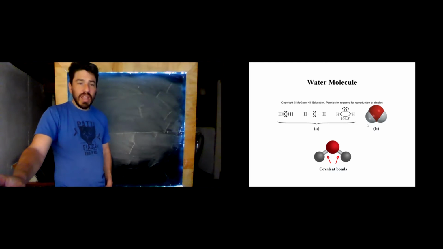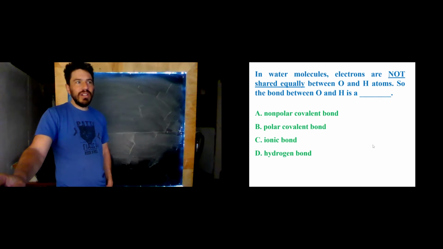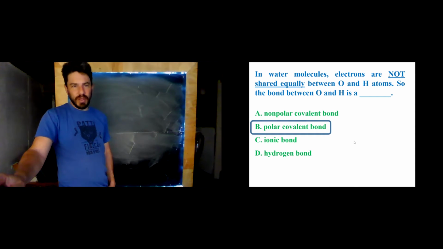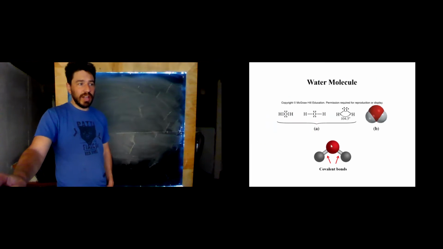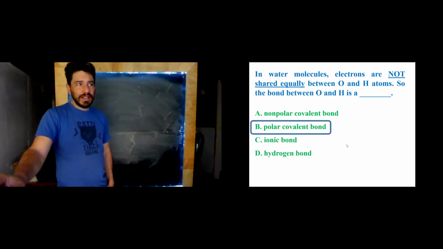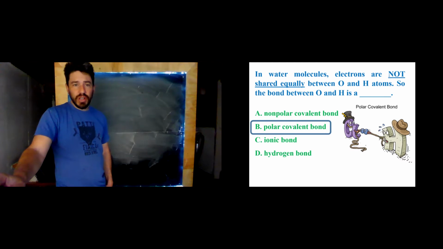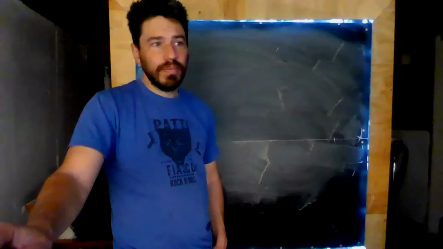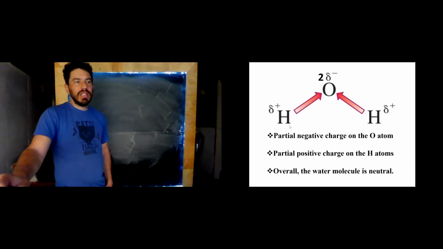In addition, the electrons are not shared equally between the oxygen atom and the hydrogen atom. Since they are not shared equally, what does that say about those covalent bonds? Are they nonpolar, polar, ionic, or a hydrogen bond? Well, hopefully, if you've been paying attention, you know that this is a polar covalent bond. So indeed, these covalent bonds in water are polar, which means there's a slight charge to the hydrogen atoms and a slight charge to the oxygen atom in the water molecule. We end up with a partial positive charge on the hydrogens and a partial negative charge on the oxygen.